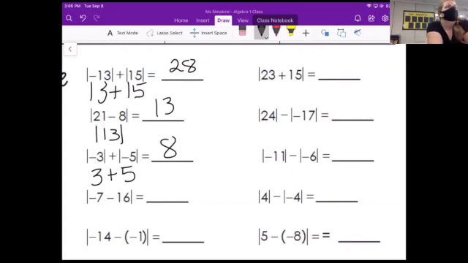Now this next one, and then I'm gonna let y'all work on the rest of them. I'll give you a couple minutes. So the absolute values around the whole entire thing. So we wanna solve that first. What is negative 7 minus 16? The hardest one we've done today. Negative 7 minus 16.